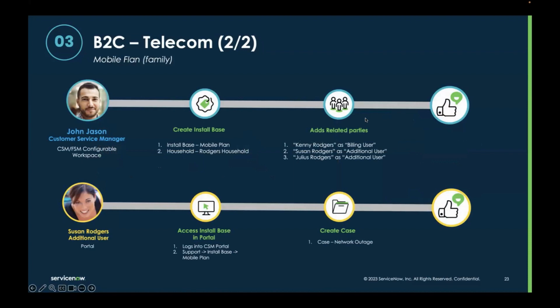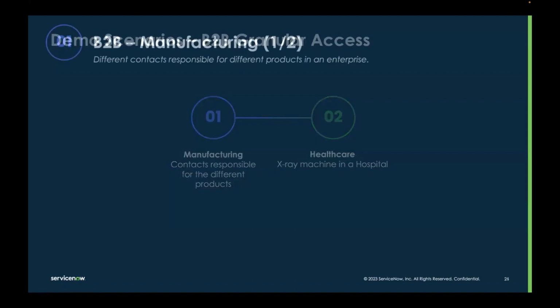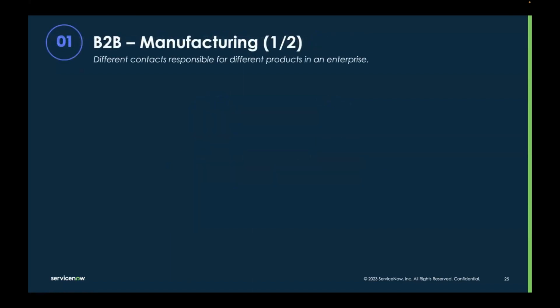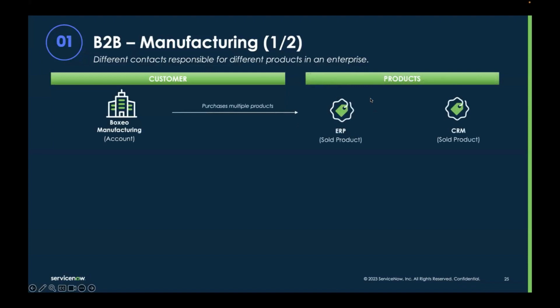With that, let's have a look at a couple of B2B scenarios. Now, B2B customers are represented as accounts and their employees are represented as contacts in the CSM application. Let's start off with an example in the manufacturing domain. There's a customer account, Boxio Manufacturing, who purchases multiple products, for example, an ERP and a CRM subscription, which are modeled as different sold products.